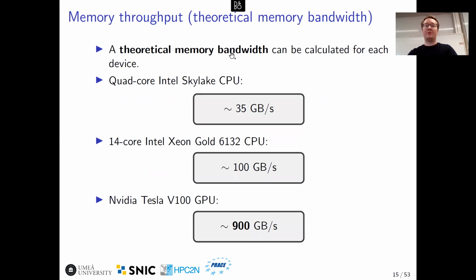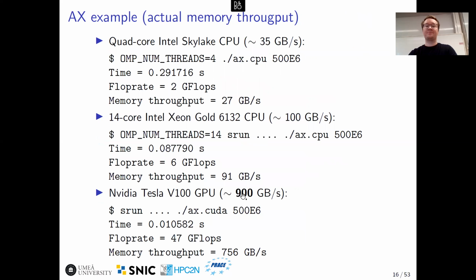Again, you can either calculate the theoretical memory bandwidth or get it from the manufacturer. These are just rough numbers. For the desktop CPU, it's around 35 gigabytes per second. For the Xeon, it's around 100, and what NVIDIA is promising for the V100 is 900 gigabytes per second, which is almost a factor of 10 difference.